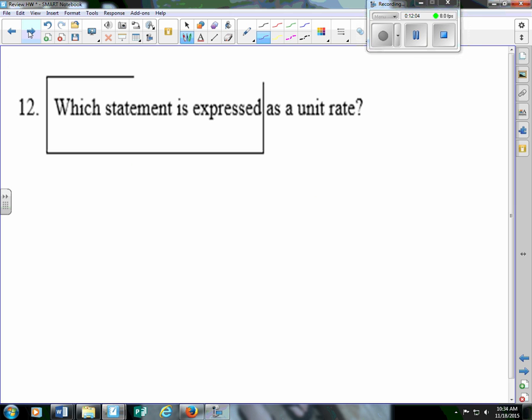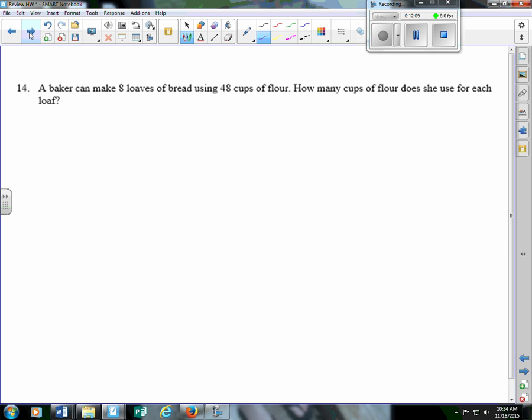Which statement can be expressed as a unit rate? You didn't have to do that one. A baker can bake 8 loaves of bread using 48 cups of flour. How many cups of flour does she use for each loaf? So we're trying to get loaves by themselves, and we have 48 cups. Trying to get that to 1 loaf. So we would divide by 8. Divide by 8. You get 6 cups per loaf, or just 6 cups.